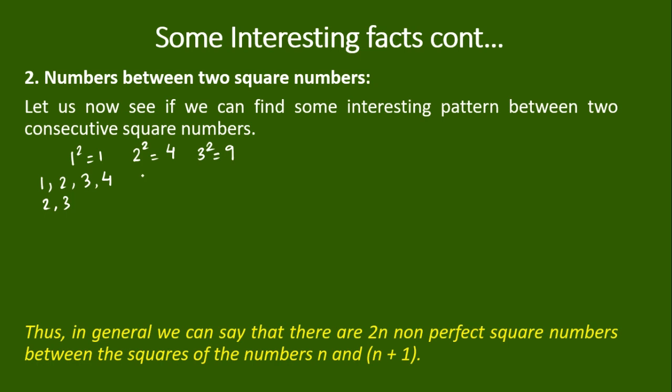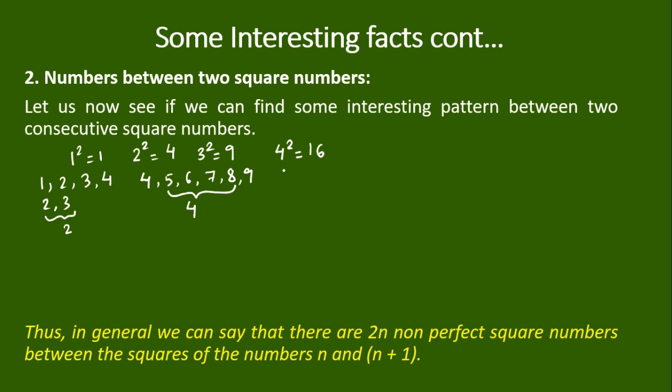Now between 4 and 9 we have 5, 6, 7, 8 and then 9. So how many non-square numbers are there? That is 4. Here we have 2 and here we have 4. Now the next square number is 4 square, that is equal to 16.